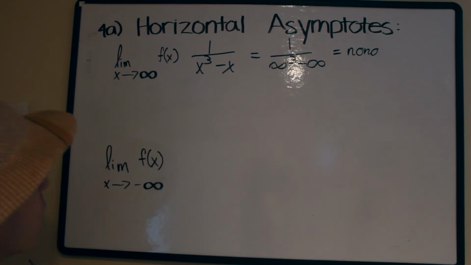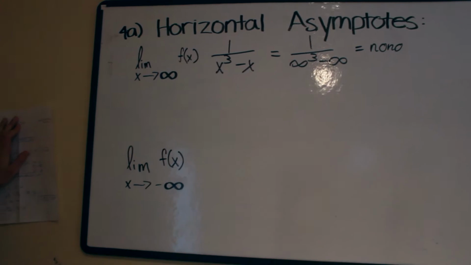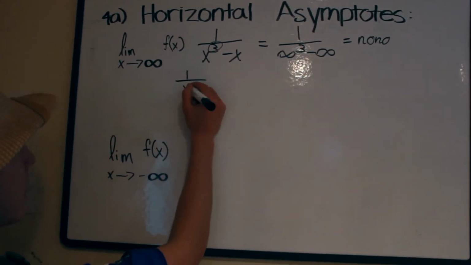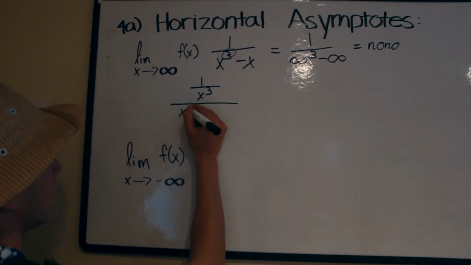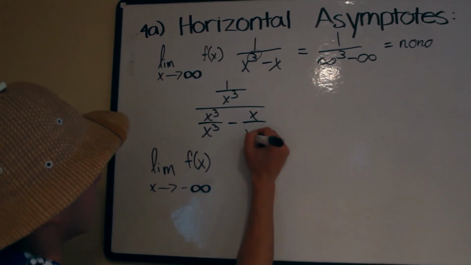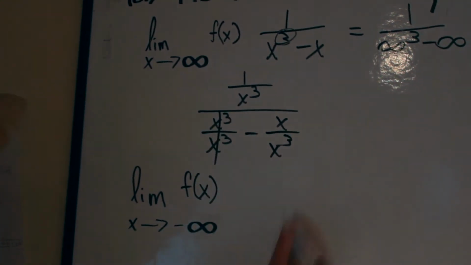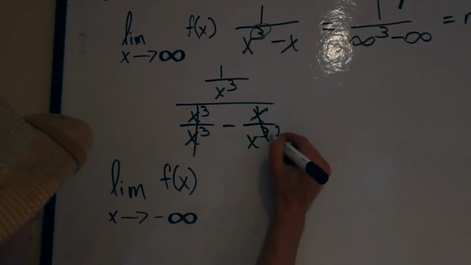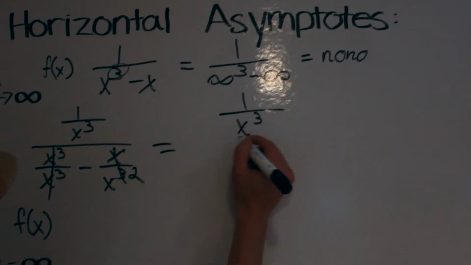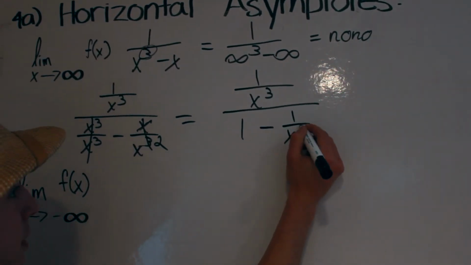So, the rule that we need to use here is dividing by the highest power of x. And in this case, the highest power of x is 3. So we will divide everything by x to the power of 3. So, a couple things can cancel here. This can equal 1, and this cancels, and this becomes a 2. So we're left with 1 over x to the power 3 over 1 minus 1 over x squared.